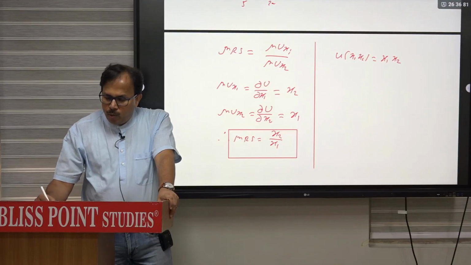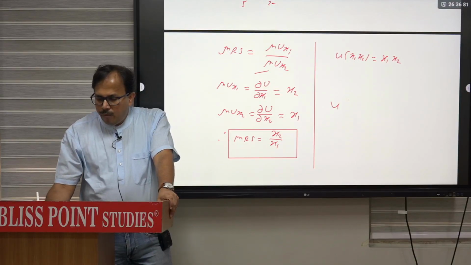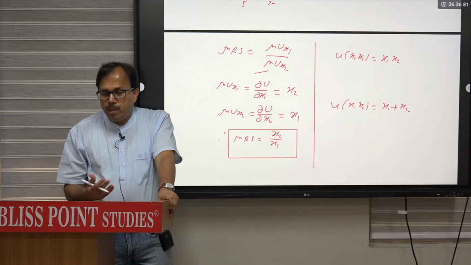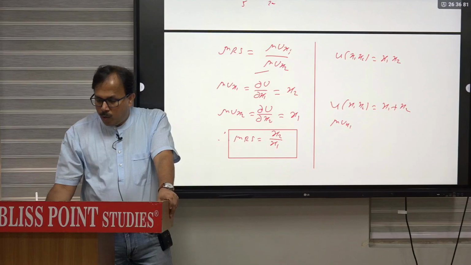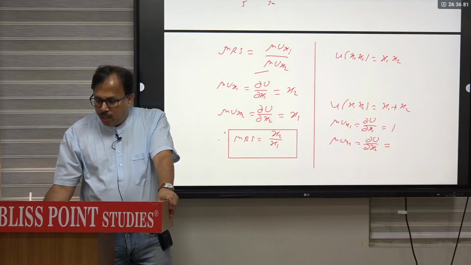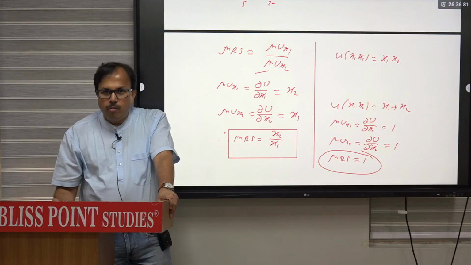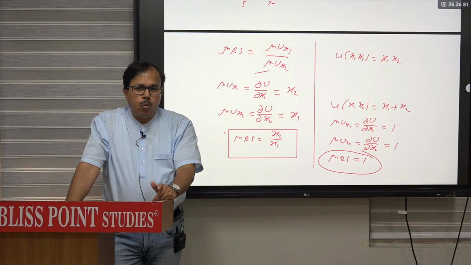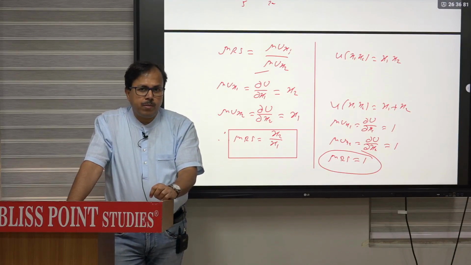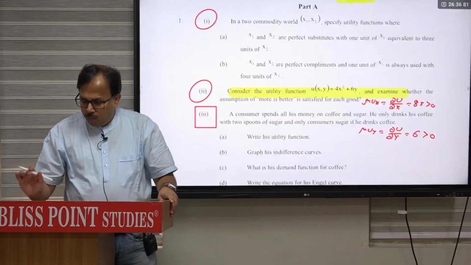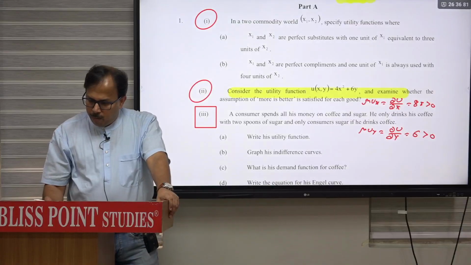This is the way to calculate for any function. Just for example, if I write the function as x1 plus x2, and we differentiate with respect to x1, marginal utility of good 1 will be 1, and marginal utility of good 2, differentiating with respect to x2, is also 1. Therefore MRS is also 1. MRS is the slope, and the slope at every point is 1, which means the line will be straight. At a slope of 1, if you change the function the answer will be different. Clear?